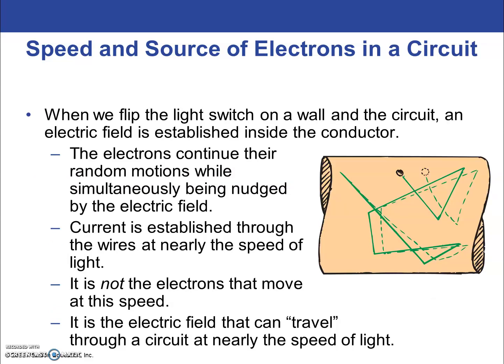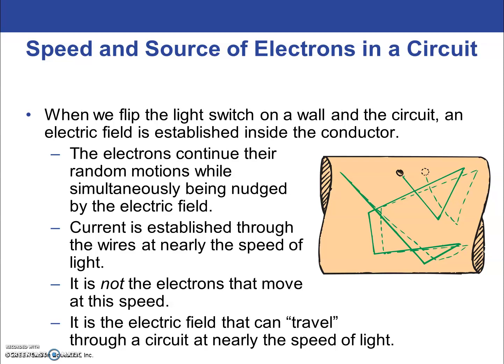So the electric field propels them forward, but as they do that, they'll hit an atom, which might bounce them backwards or bounce them upwards. So they have this sort of random motion still, and this random motion is essentially simultaneous with their forward motion that's given to them by the electric field. So they bounce around, but overall have a forward propagation.